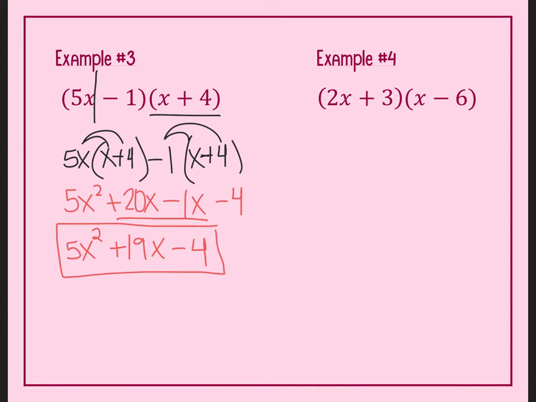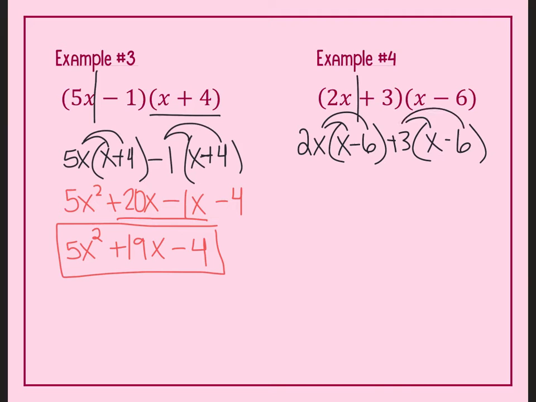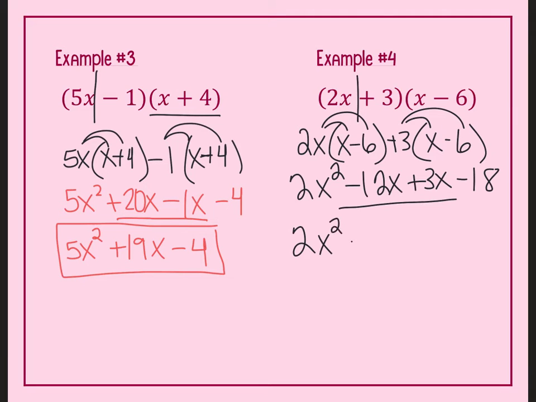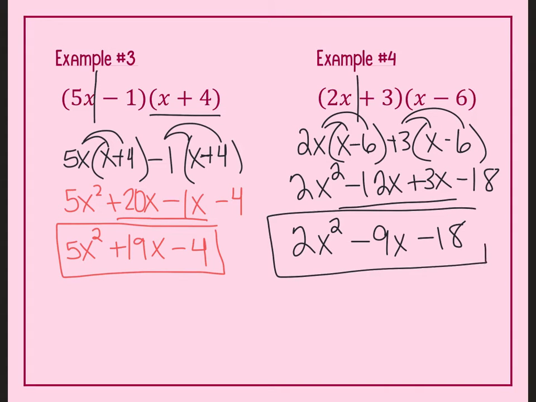Okay, so the second one, I'm going to take 2x, remember I'm going to cut this in half, and I'm going to multiply it by everything in the second parentheses. Then I take the plus 3 and multiply it by everything in the second parentheses. I'm going to distribute and distribute. 2x times x is 2x squared. 2x times negative 6 is minus 12x. Plus 3x minus 18. Then we're going to combine those two like terms together. So I have 2x squared minus 9x minus 18. And this is your final answer.